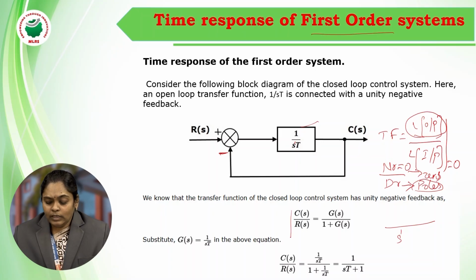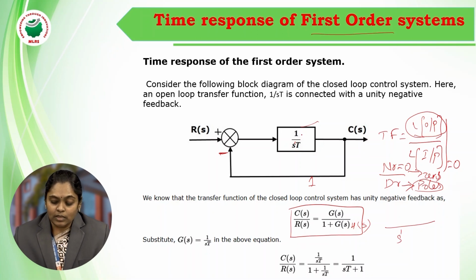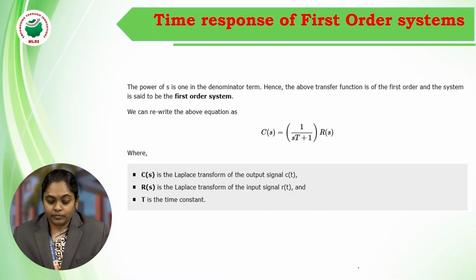So the generalized equation for a negative feedback control system is G of s by 1 plus G of s into H of s. But in this case, H of s is equivalent to 1 as it is a unity feedback system. Here G of s is nothing but 1 by sT. So substitute 1 by sT instead of G of s: 1 by sT by 1 plus 1 by sT. If you simplify that, you'll get 1 by 1 plus sT.